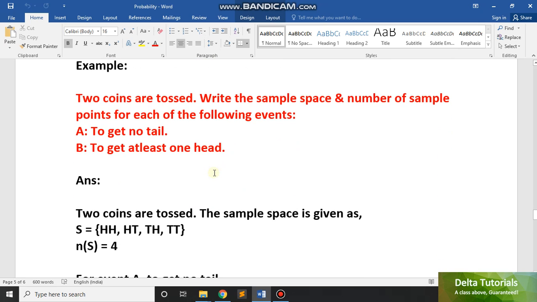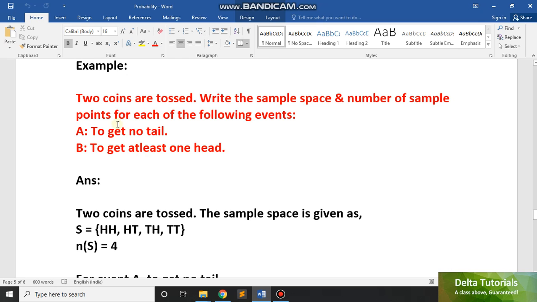Now see, for example, two coins are tossed and the question is: write the sample space and number of sample points for each of the following events. Here two coins are tossed is our main event, and for that two events are given. Event A is to get no tail and event B is to get at least one head. Now we will proceed with the answer.